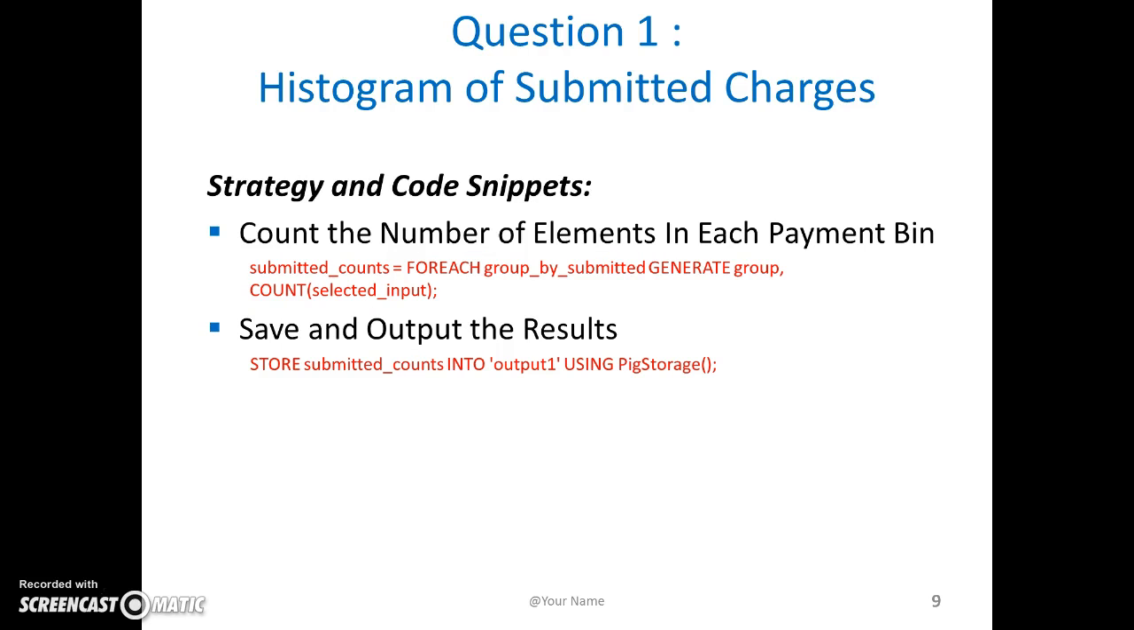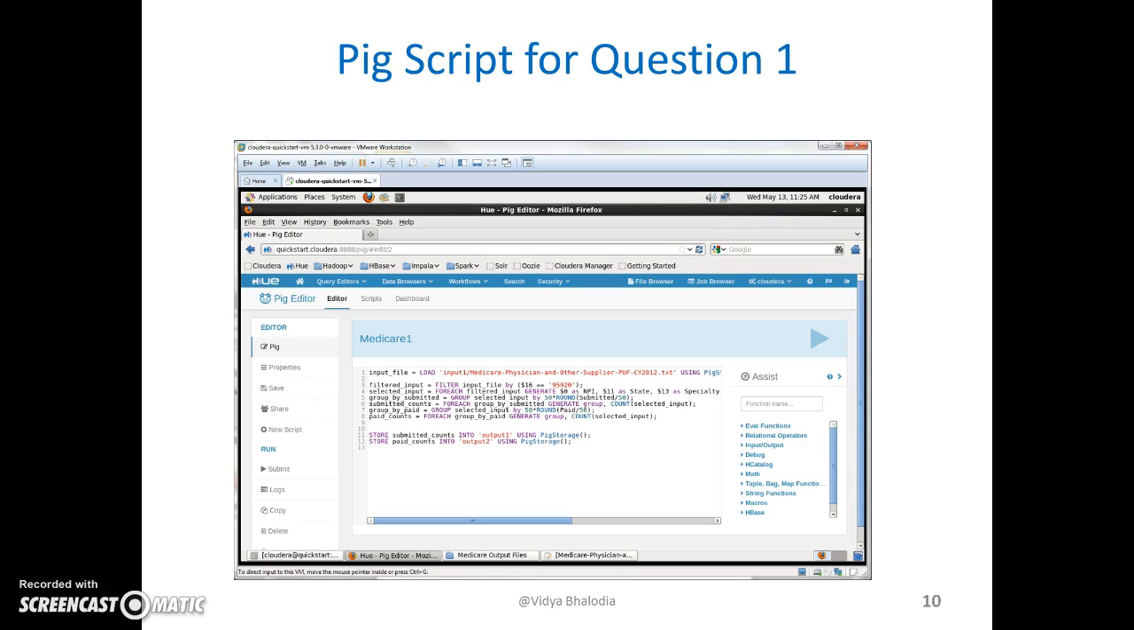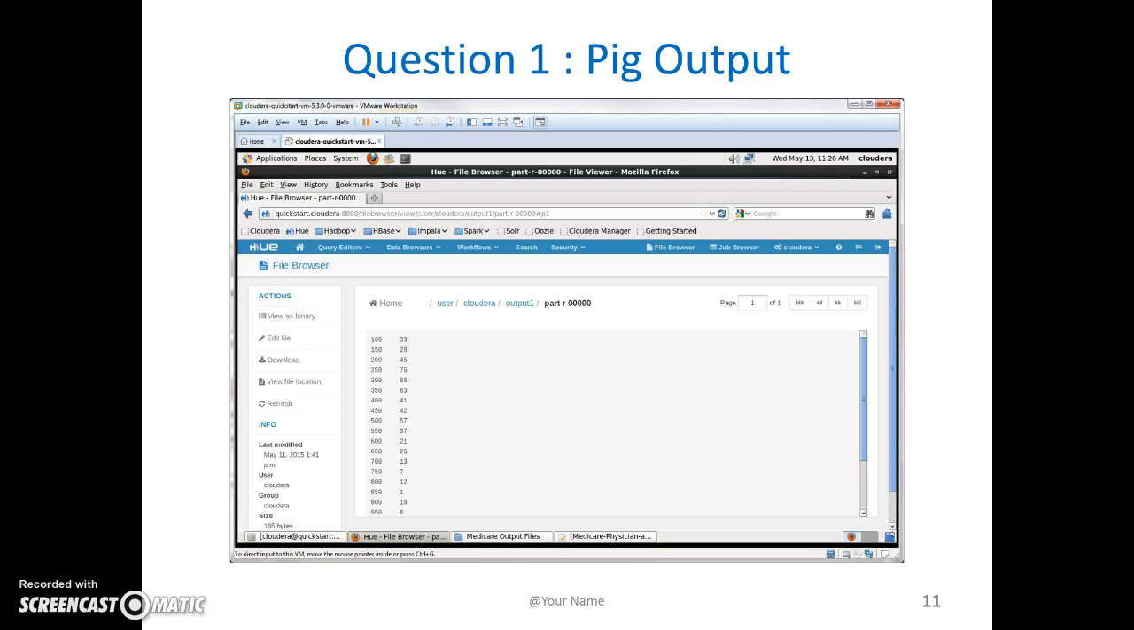and we will save and output the results. Here's the script to do this, and when we run the script, we eventually get this beautiful output, which shows on the left the payment bin, the charges bin, and the number of physicians who fall into those average charges bins.